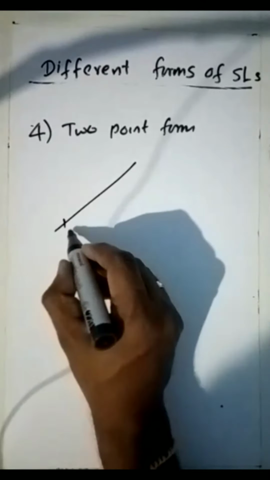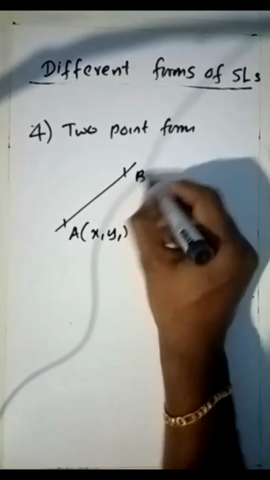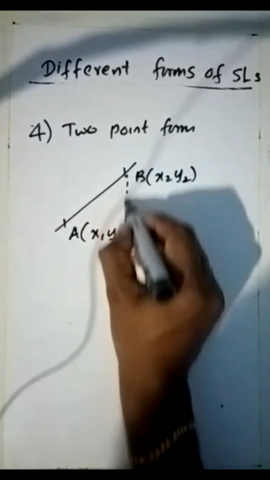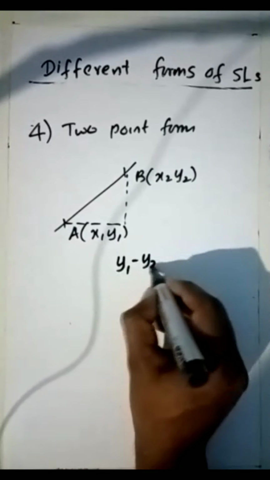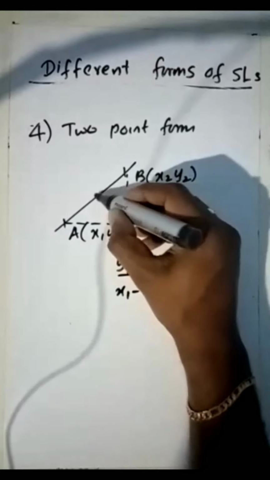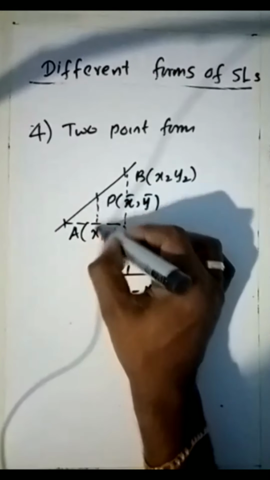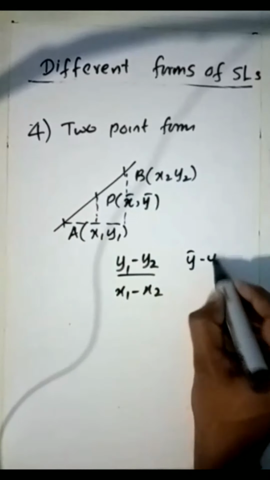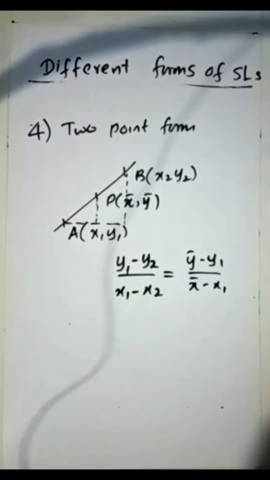Here in this case, 2 points given. Say A (x1, y1). Say B (x2, y2). These 2 points given. Then according to that, we can write this gradient (y1 minus y2) over (x1 minus x2). Here's the gradient. You take general point like previous case P (x bar, y bar). Then using this, you write again gradient (y bar minus y1) over (x bar minus x1). Then they must be same.